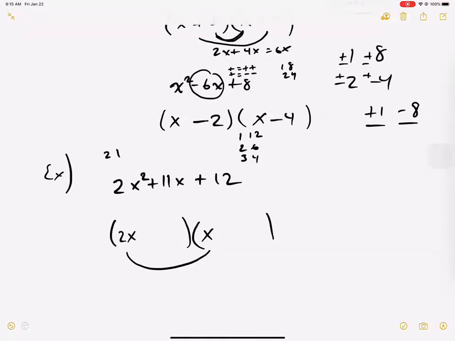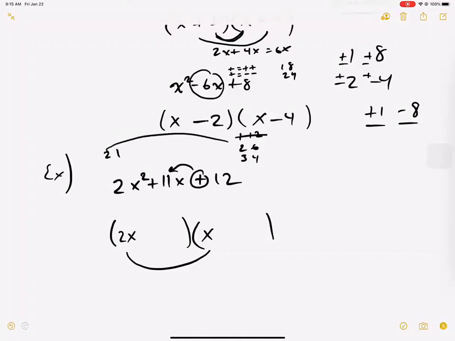Now we're going to find a combination that adds up to 11. Now we're going to multiply a number in front and a number in back. I called this before speed dating. We're going to speed date as fast as possible. 2 times 1 is 2. 1 times 12 is 12. 12 plus 2 is 14. That's not 11. Switch. 2 times 12 is 24. That's way too big. Okay, I'm done with this. 1 and 12 doesn't work.